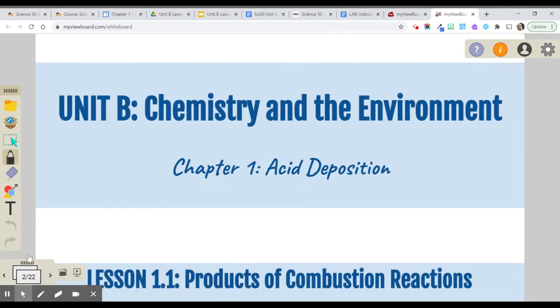Welcome to Unit B for Science 30. This unit is on chemistry and the environment. And our first chapter begins with acid deposition. You may also know this as acid rain. So in this first lesson, we're going to look at the products of combustion reactions and then how they affect and cause acid rain.